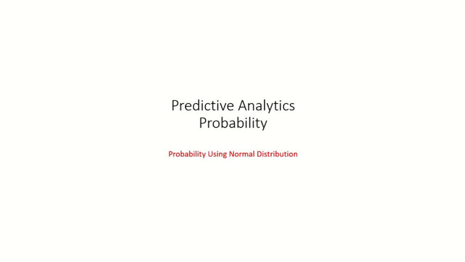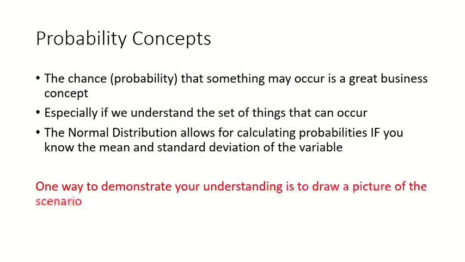In this video, we're going to go back and look at probability again, except this time we're going to look at calculating probability from a normal distribution. The reason for that is that many of the variables that we run into as business analysts are normally distributed. We know the average and the standard deviation, and from those two things we can calculate probabilities that may be important to us as we work through our decision-making process.